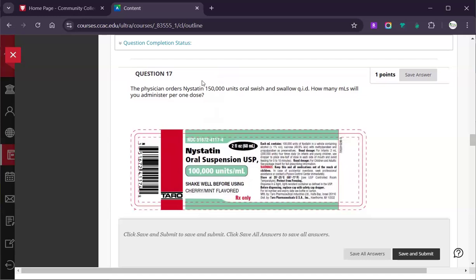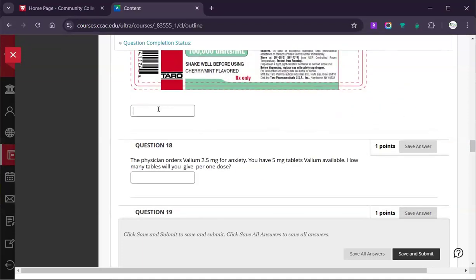For the nystatin question, it says 150,000 units, swish and swallow, QID. How many milliliters will you administer per 1 dose? And when we look at the label, we can see that we have 100,000 units per milliliter. So all I'm going to do is take my 150,000 units, that's my order, over my available 100,000, and then times 1, and that'll be my answer. That should be 1.5, but I'm going to double check. 150,000 divided by 100,000, and I get 1.5 mL. But we're just going to type 1.5.